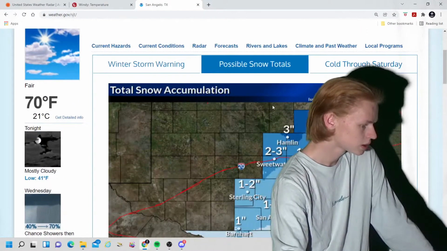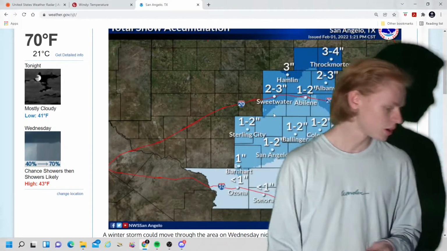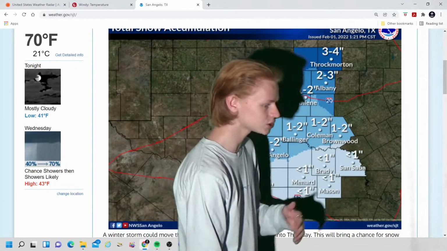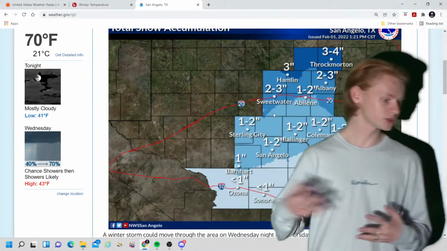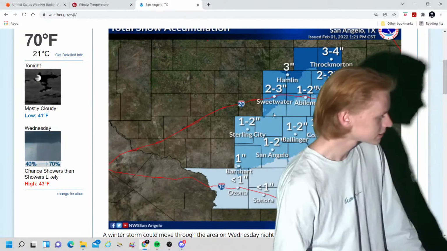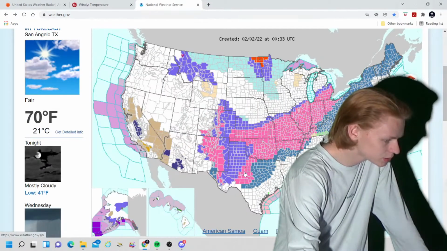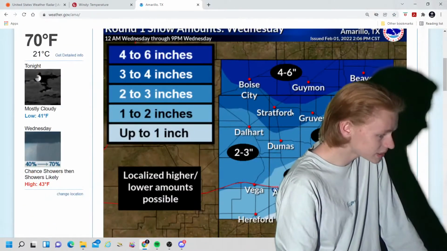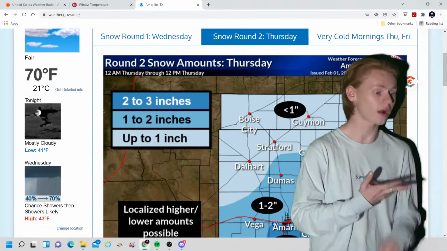So these are possible snow totals throughout this southern portion of Texas. Up to 1 inch in Junction, 1 to 2 inches in Sterling City, San Angelo, 2 to 3 in Sweetwater, 1 to 2 in Abilene, 3 inches in Hamlin, 2 to 3 inches in Albany, 3 to 4 inches in Throckmorton, Texas. So very interesting. I do actually want to see this. So again, up to 4 to 6 inches. They're getting a first round on Wednesday, then another round on Thursday.